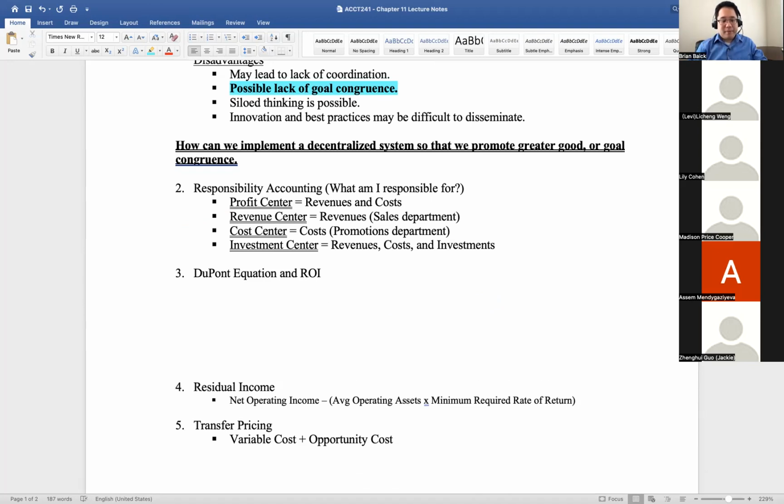Okay, let's talk about how you can evaluate a responsibility center. So if I'm division A and Madison is division B and Jackie is division C and John is division D, how do you evaluate how well each division performs? We can use what's called the DuPont equation and return on investment. Has anybody heard of the DuPont equation? Maybe in finance. Anybody? Okay, nobody?